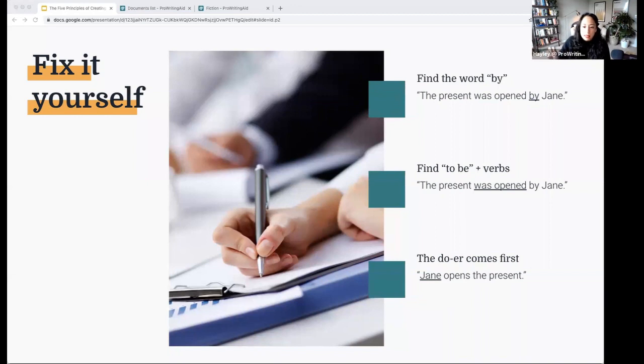And all you need to do is swap that sentence so that the doer, the subject, comes first. So again, instead of "The present was opened by Jane," you have "Jane opens the present." So if you're doing this yourself, you can look for the word "by," you can look for "to be" plus verbs, and put the subject at the beginning to fix that sentence.